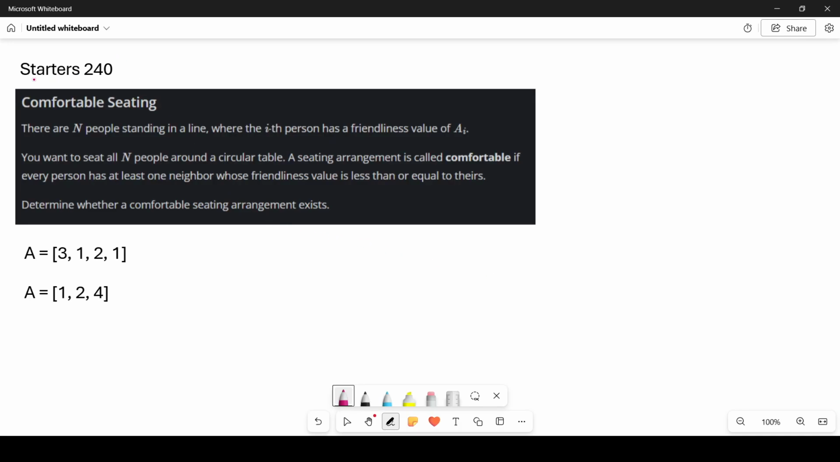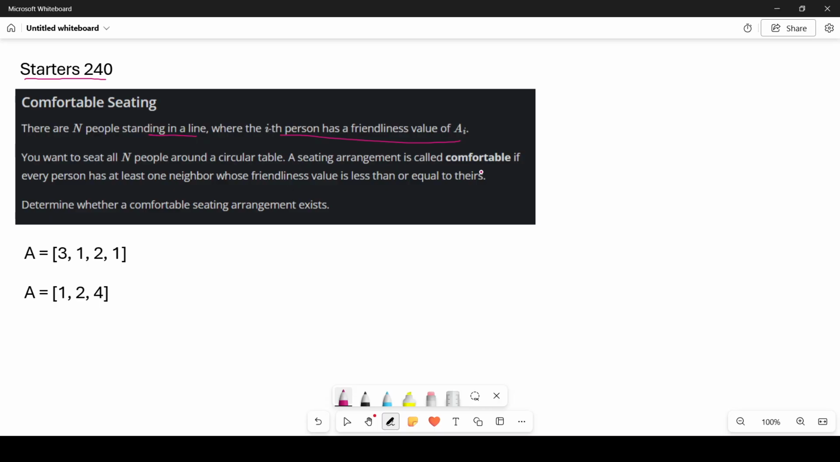I am Aniket and today we will be discussing the problem from Starters 240 of CodeChef. Let's read the problem: Comfortable Sitting. There are n people standing in a line where the ith person has a friendliness value of A_i. You want to sit all n people around a circular table.